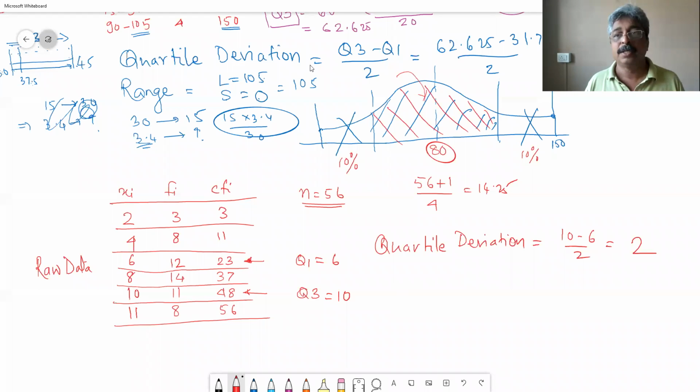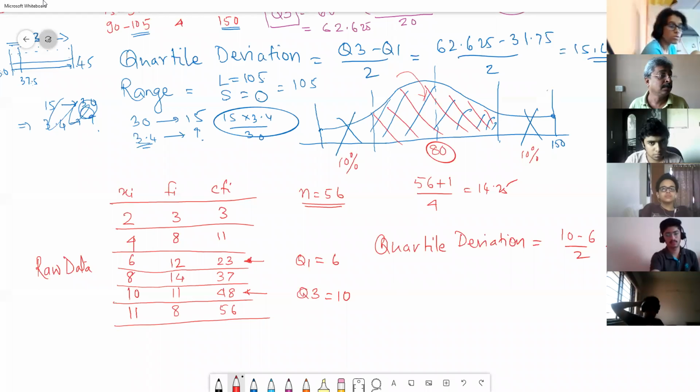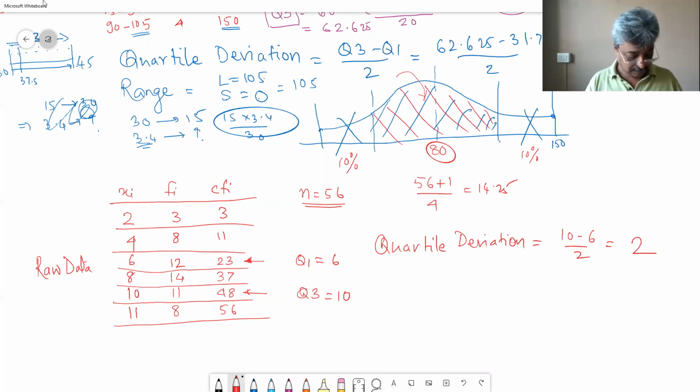चला पुढे चला, अजून एक लेक्चर लागेल नाही. Okay, mean deviation.